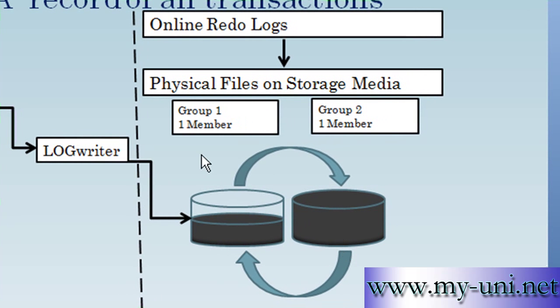Also note that a log file has to be a member of what is known as a group, and one group can have one or more members. In this configuration, there are 2 groups, which is the minimum requirement. Oracle has to have 2 redo log groups to function. So each group has 1 member, 1 file. Group 1 has 1 member, group 2 has 1 member. I'll show you another configuration.